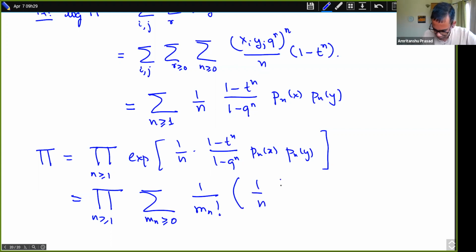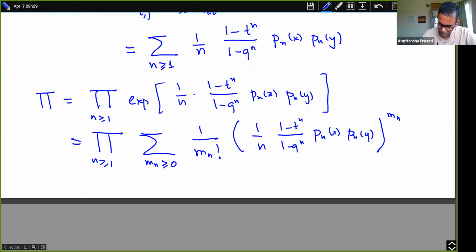1 over n, 1 minus t raised to n, 1 minus q raised to n, pn x, pn y, mn. And now we'll think of this as a sum over partitions, where the partition lambda is written in exponential notation, 1 raised to m1, 2 raised to m2, and so on. And what this becomes, if you take the product of pn raised to the power mn, it just becomes p to the power lambda. And this 1 over n to the mn factorial becomes z lambda.